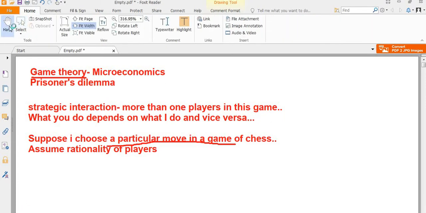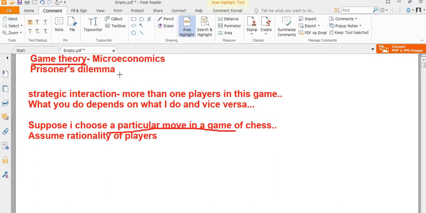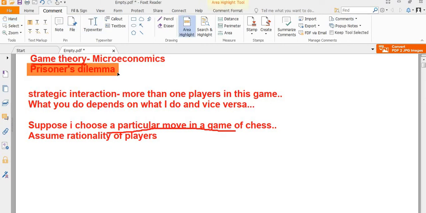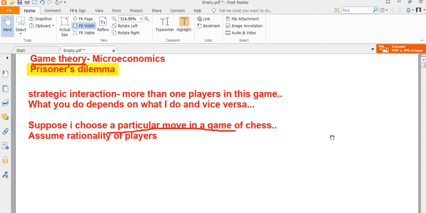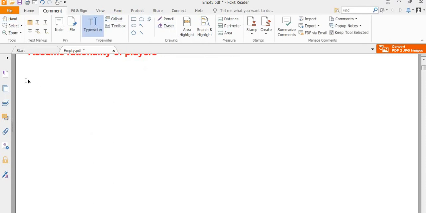So now what is the prisoner's dilemma? Our main topic of discussion is actually the prisoner's dilemma, right? Now what is prisoner's dilemma? Essentially, a prisoner's dilemma revolves around a story. So what happened is, there were two criminals. So let me just write down the story first.